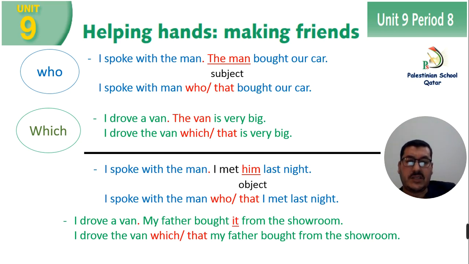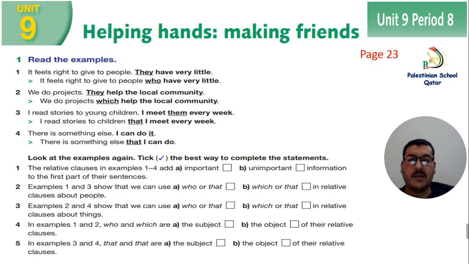Now let's come to exercise number 1 on page 23. In this exercise, look here everyone, exercise number 1, read the examples. 1. It feels right to give to people, full stop, they have very little.